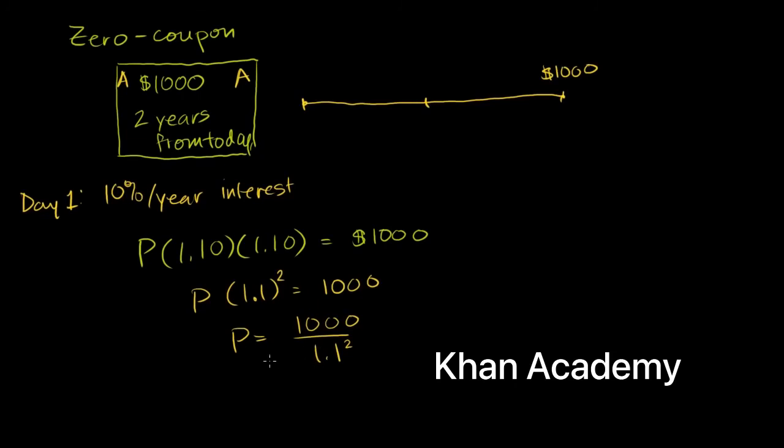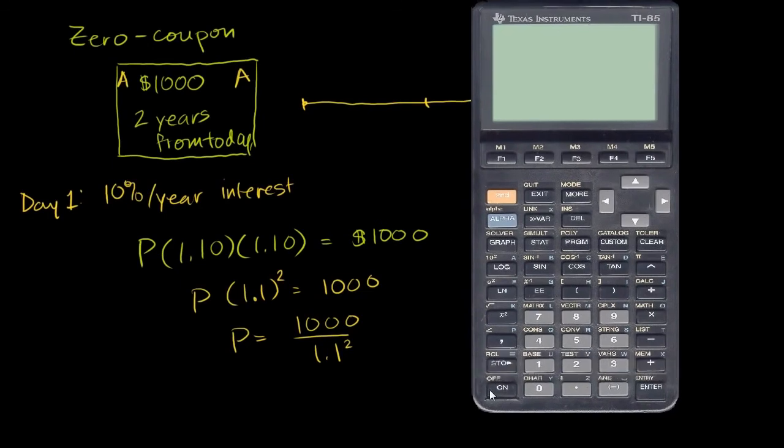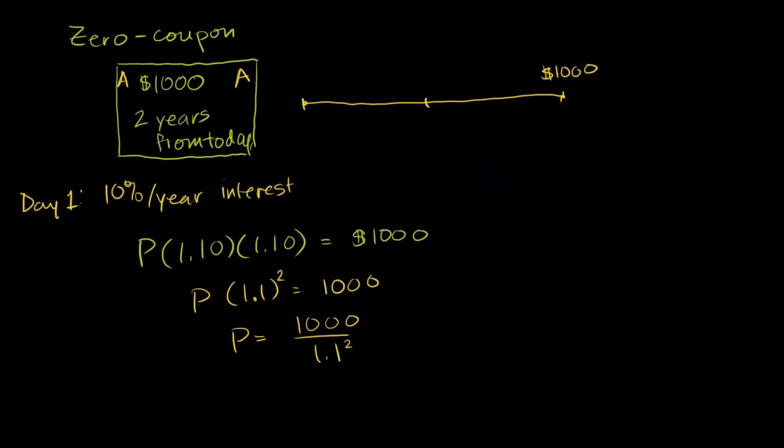Another way to think about it is the price that someone would be willing to pay if they expect a 10% return. It's the present value of $1,000 in 2 years discounted by 10%. This is 1.10, or 1 plus 10%. So what is this number right here? Let's get a calculator out. And so if we have 1,000 divided by 1.1 squared, that's equal to $826, and, well, I'll just round down, $826.